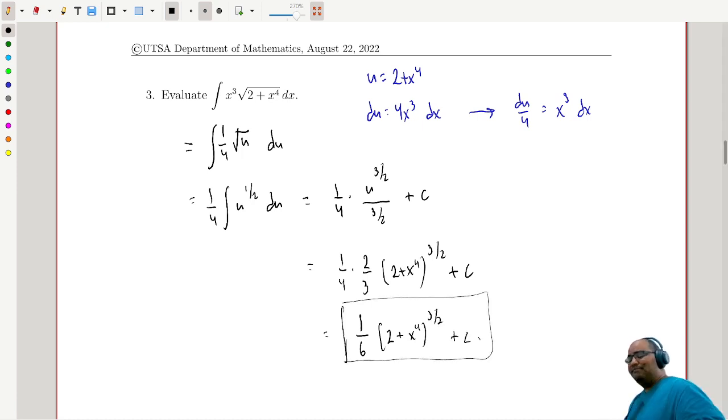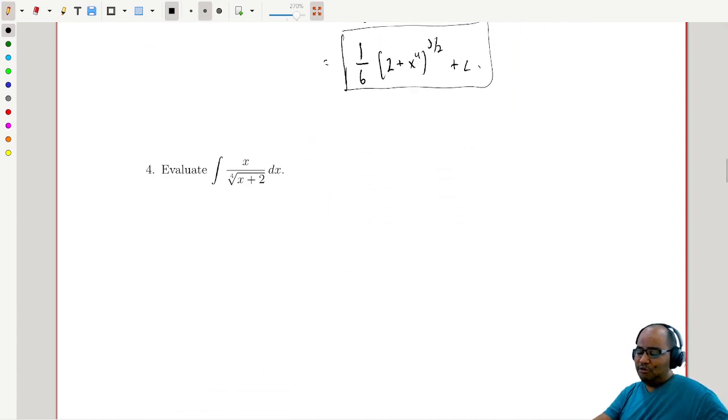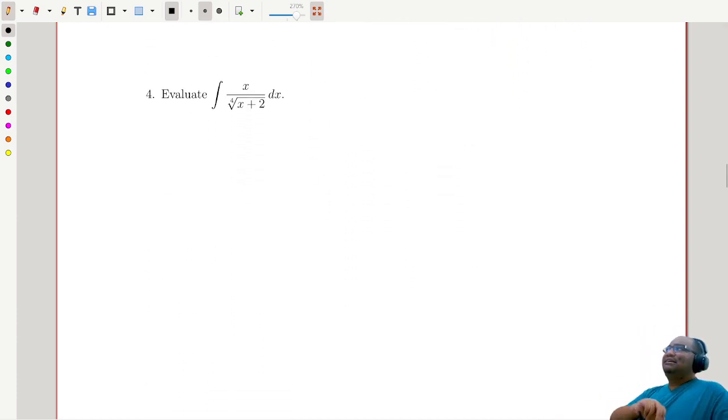And folks, that's it. This is just the idea with substitution, right? We're turning a hard problem into an easy problem. Let's keep going here.